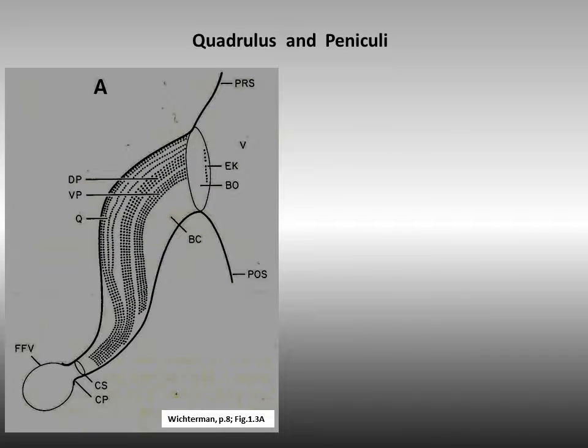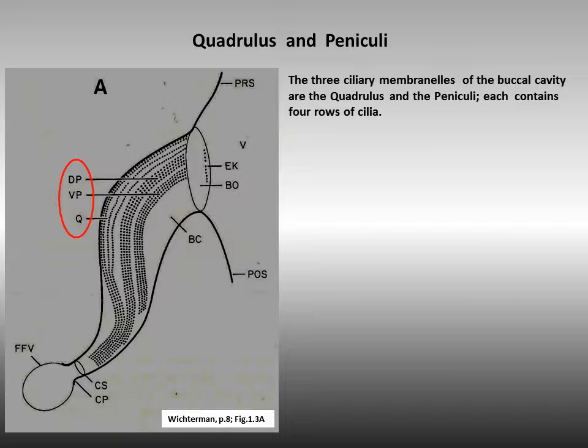This fine diagram from Wichterman's excellent text on Paramecium is used here by way of introduction and orientation for the videos to follow. The three ciliary membranelles of the buccal cavity of Paramecium are the quadrilis and the paniculi. Each contains 4 rows of cilia.